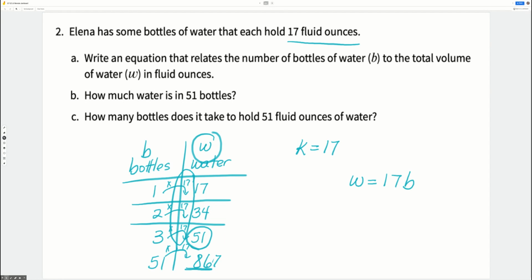And the last question, C, says how many bottles does it take to hold 51 fluid ounces of water? Well, we already found that one coincidentally here in our table. So we discovered that 3 bottles hold that much. So today we have practiced some context problems of the constant of proportionality and how we can use the equation to help us solve things. I also highly recommend a table. Don't stray away from this table. I really think it helps us understand.